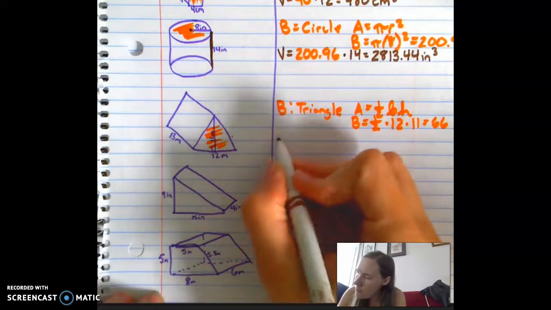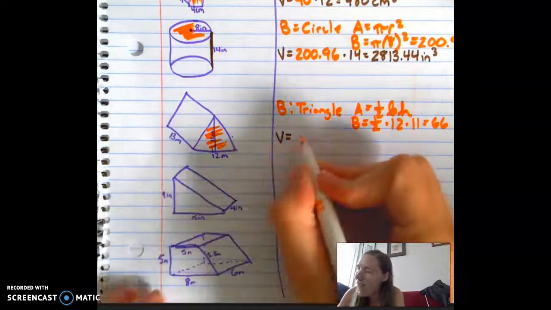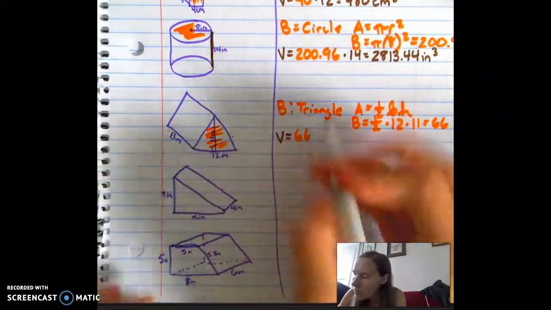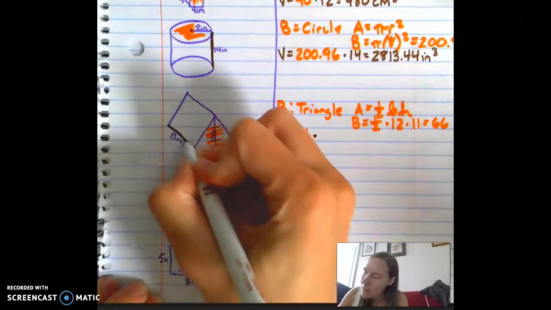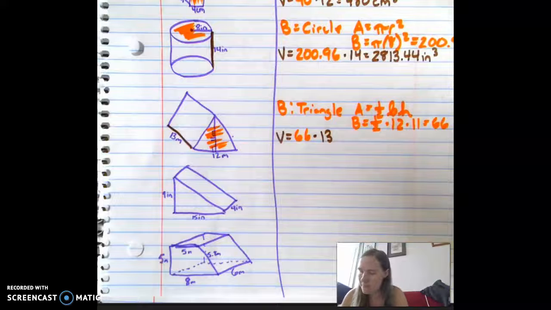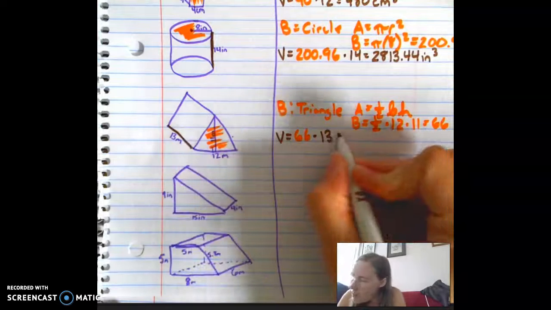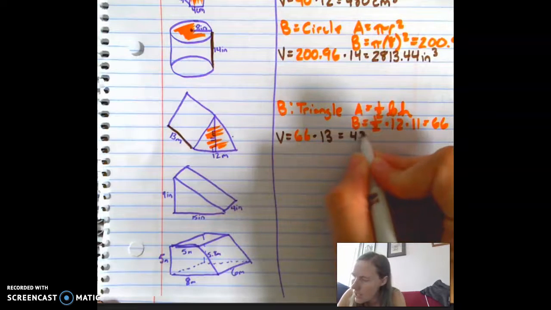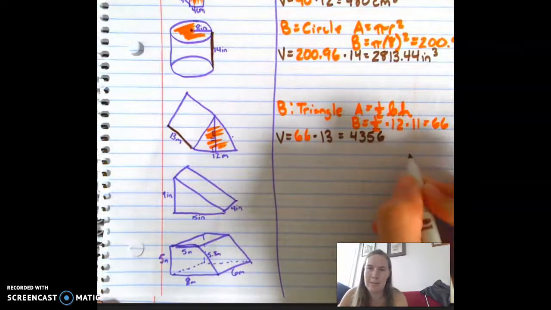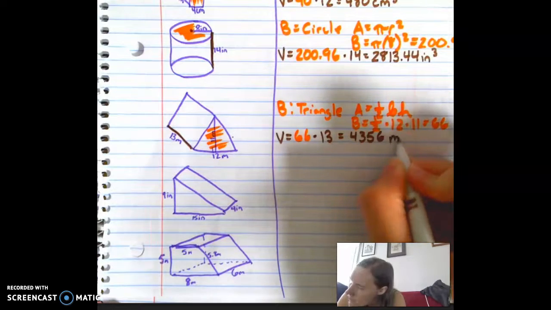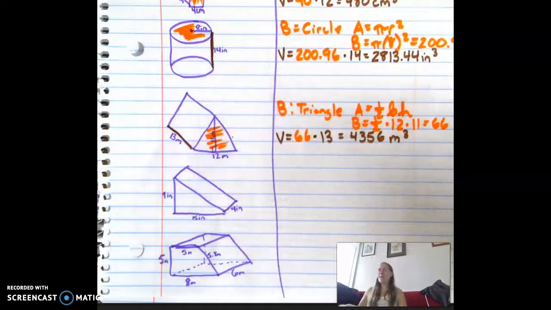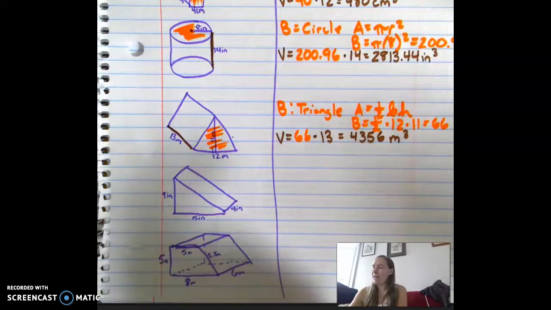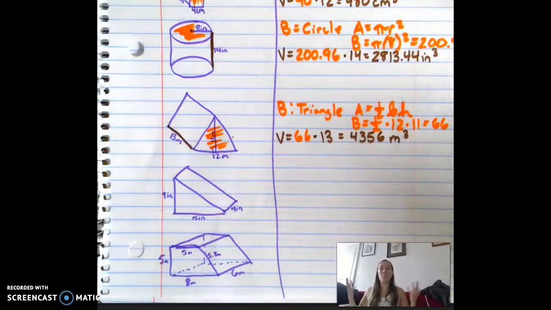So my volume equals my big B times my height. So the height for this one is 13. So that means I would get 4,356 meters cubed. So that means that's probably a very, very big building, but I could pack in that much water into that building, or that much soup, or that much paint, or that much of whatever liquid I wanted to. I could put that much into that building.